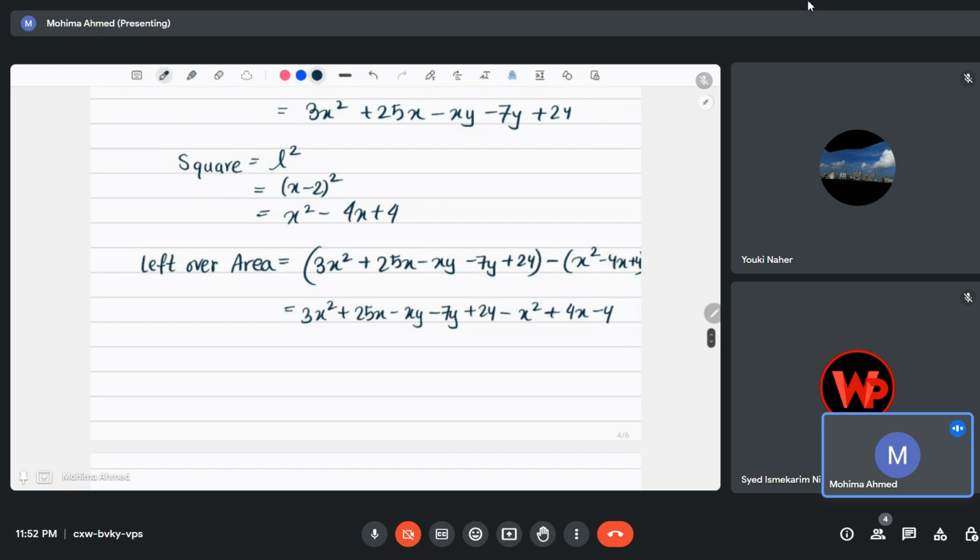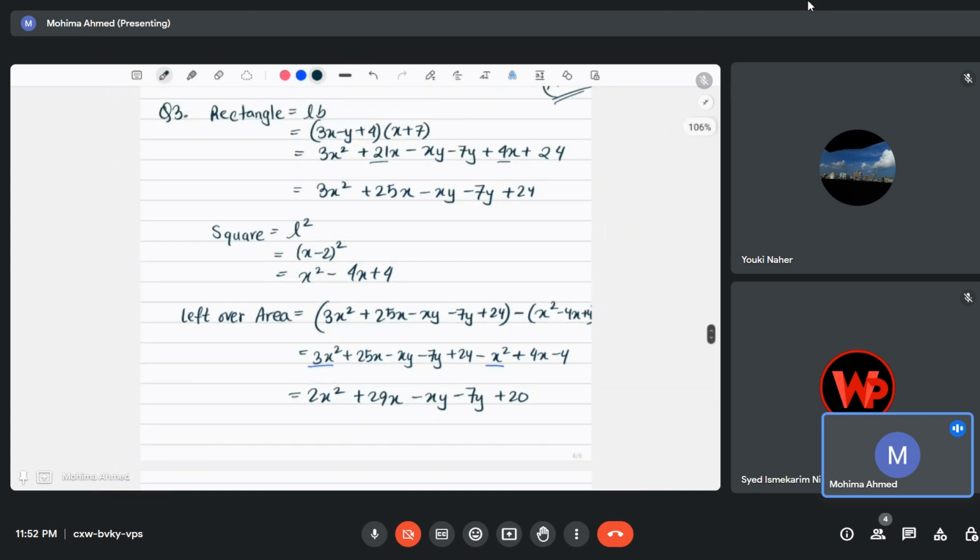And now you can make the pairs and add together or subtract the pairs. For example, we have 3x squared and minus x squared, so the final sum would be 2x squared. Similarly, we have 25x and plus 4x, so you get 29x. We have 24 and minus 4, so it becomes 20. So we have minus xy minus 7y and plus 20. And this is the final expression for the area of the structure after we have removed a square from the rectangle shape. Is there any problem with this working?